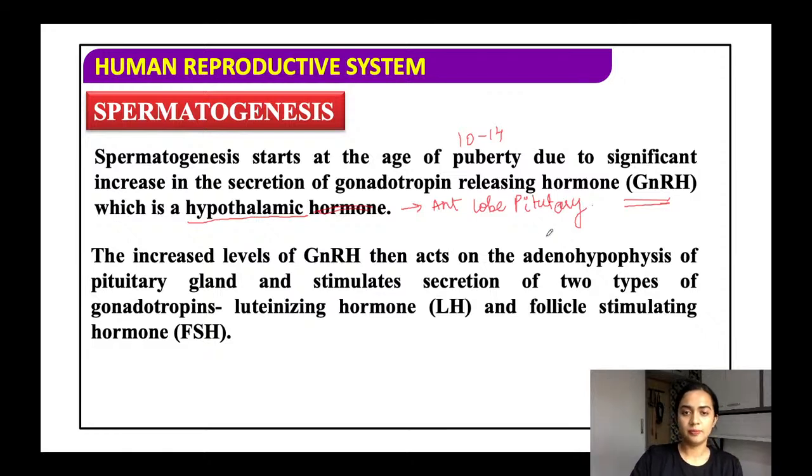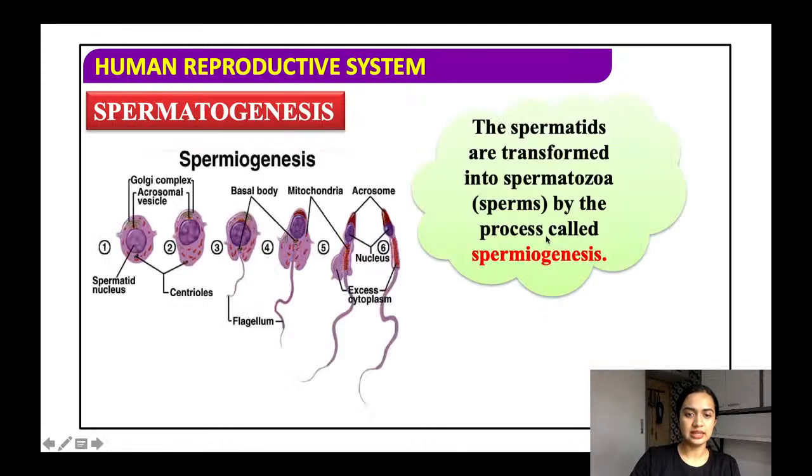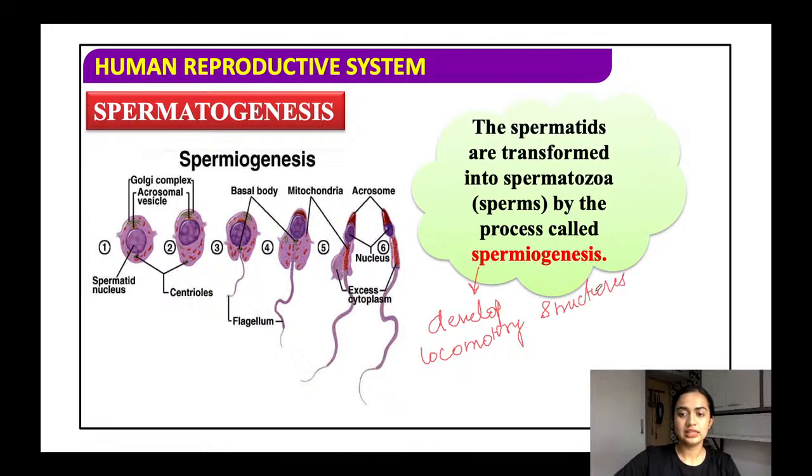And one more thing I want to mention here is that in the process of spermiogenesis, they will develop something called locomotory structures. Okay, so we know that the male gamete is motile in nature and the female gamete is immotile and cannot move. So why is it motile? Because its tail or filament can cause motion.